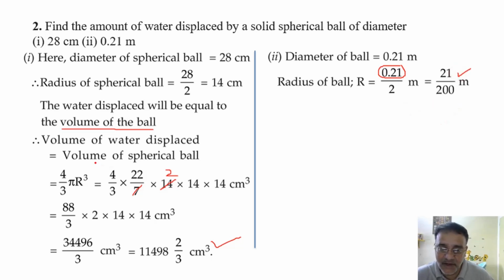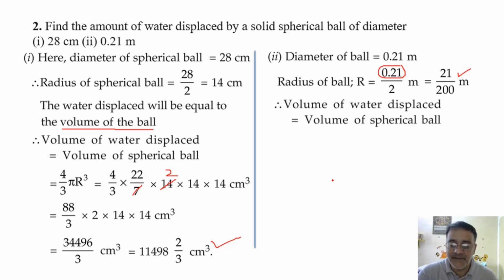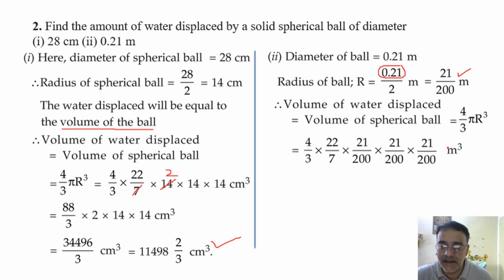Now we already discussed that the volume of water displaced will be equal to the volume of the spherical ball. So this is equal to 4 upon 3 pi r cube. Now we'll substitute all the values of pi and r here. So 121 we can cancel with this 21. 3 into 7 is 21. Okay, and we can cancel something else here.